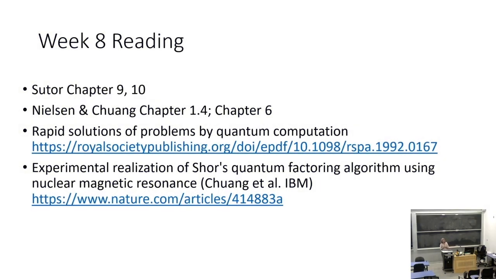Okay, so this week the main reading is going to be chapters 9 and 10 of Sutter, and then chapters 1.4 and 6 of Nielsen and Chuang, and then a couple of great articles. I would especially point you to the second one from Chuang on doing Shor's factorization using NMR, and we'll talk about that paper on Wednesday.